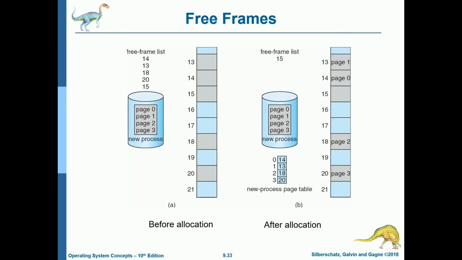When a process arrives in the system to be executed, its size expressed in pages is examined. Each page of the process needs 1 frame. Thus, if a process requires n pages, at least n frames must be available in memory. If n frames are available, they are allocated to this arriving process. The first page of a process is loaded into one of the allocated frames, and the frame number is put in the page table for this process. The next page is loaded into another frame, its frame number is put into the page table, and so on, as we can see right here.